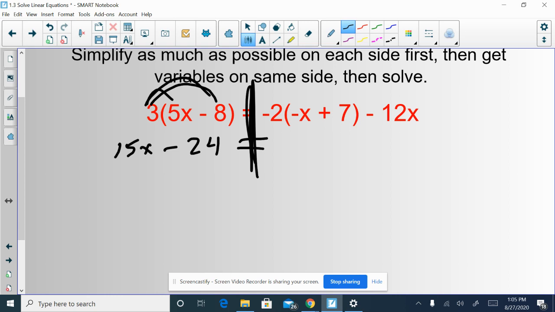We also have a distributive property over here. Remember the distributive property from the last section we talked about. You take the number up front and you apply it to both things. Negative 2 times negative x, we could put a negative 1 there if we wanted to. Negative 2 times negative 1 is positive 2. And there's the 1x. Negative 2 times 7 would be negative 14. So that's distributing negative 2. There's also this minus 12x over here.